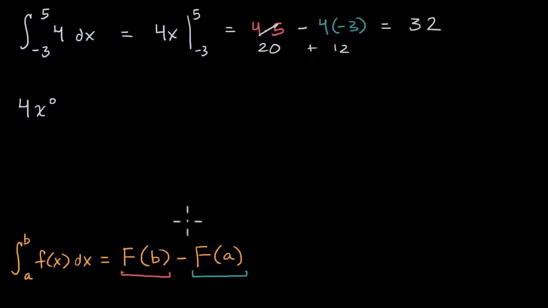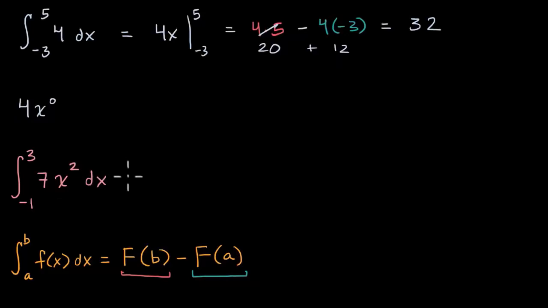Let's do another example where we're going to do the reverse power rule. So let's say that we want to find the definite integral going from -1 to 3 of 7x squared dx. What is this going to be equal to?